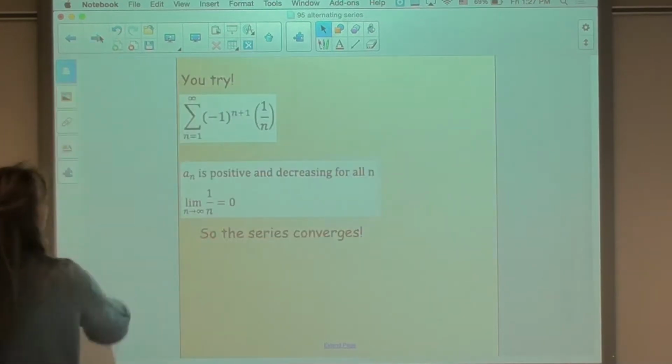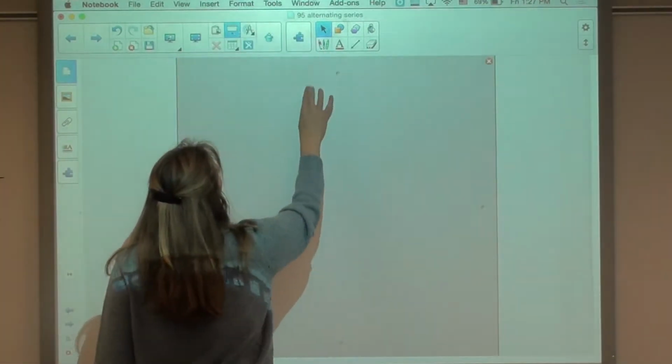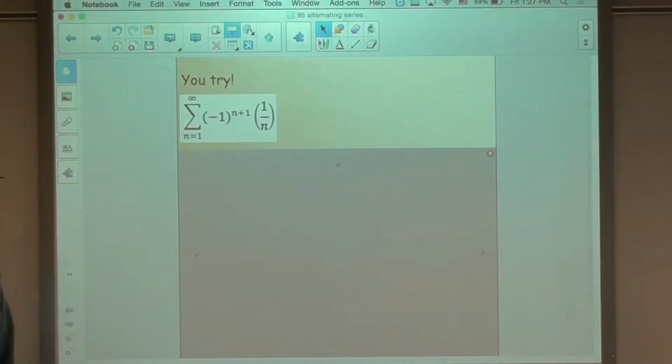Let's do another one. Take a minute, try this one. Yes. Because the limit equals 0, and the argument is always positive, by the alternating series test, it converges.